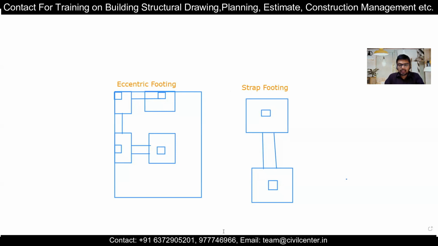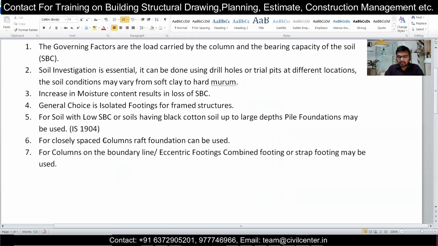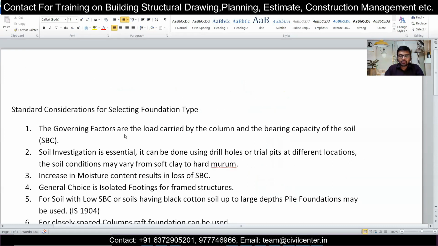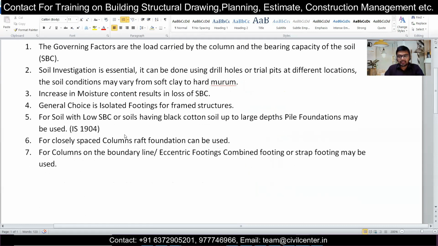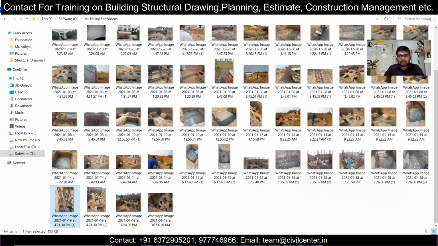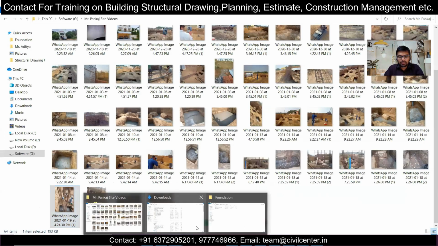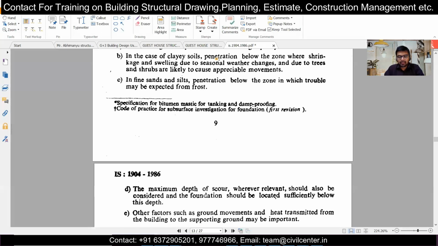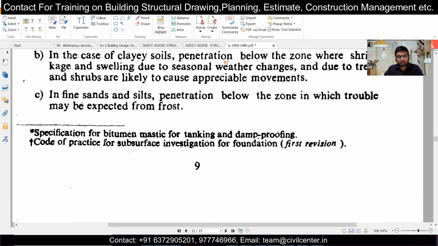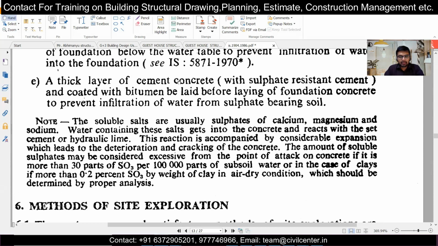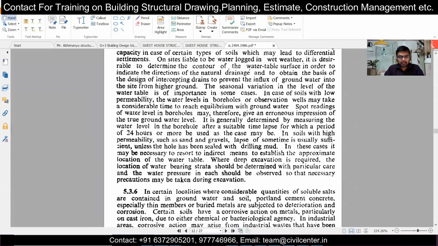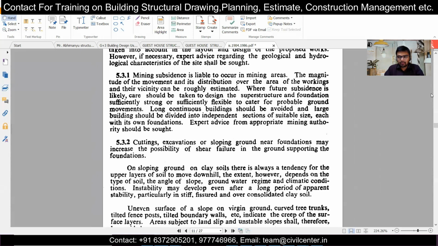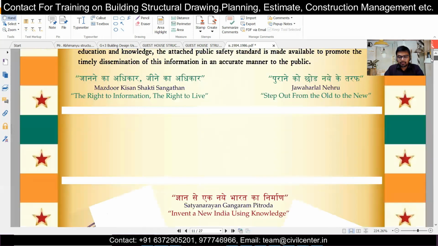Now let's go a little bit deeper and see the next aspect. This is the end of all the aspects which we can summarize. Now let's go into our IS code and see what the factors are. You can just download the IS code. It's IS 1904, and it's easily available on the archive website. You can just Google and download it. This is the name of this particular code, as you can see here.